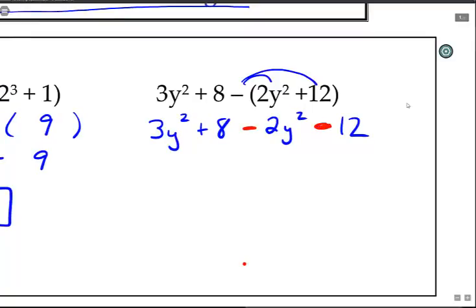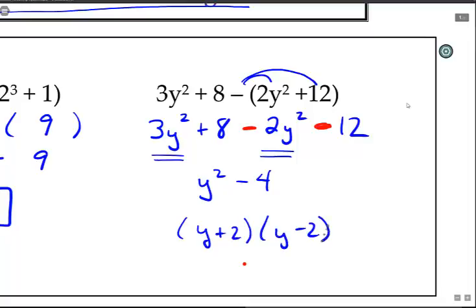We now combine our like terms. 3y squared and -2y squared is 1y squared. And 8 minus 12 is -4. As a sidebar, just as a reminder, this factors to y plus 2 and y minus 2. But our true answer is y squared minus 4. Maybe you remembered that that's how you factor it, though. If you did, good for you.